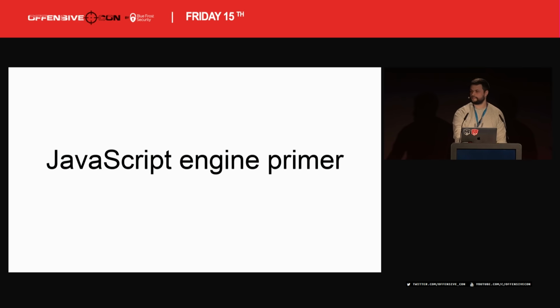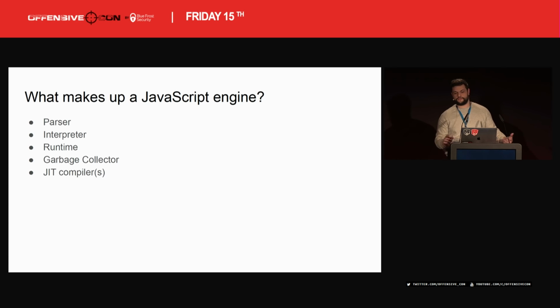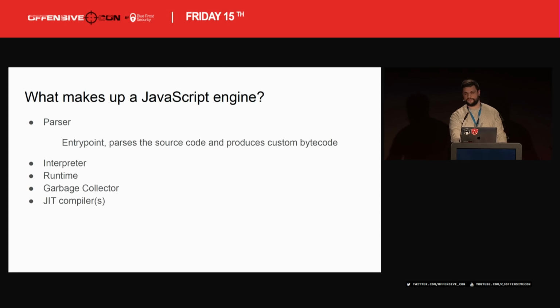So a quick primer about JavaScript engines. What's a JavaScript engine? A JavaScript engine is basically something that implements a dialect that conforms to the ECMAScript standard. These days, if you take the major JavaScript engines, they will be made up of these 5 components roughly. You have the parser, it's the entry point. Basically, you give it the path to your file or the source code. It parses it and produces an abstract syntax tree and a custom bytecode.